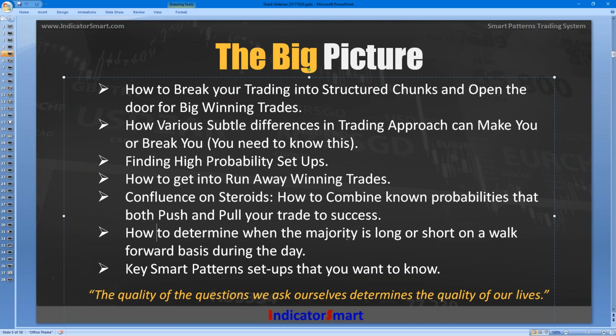And how to determine when the majority is long or short on a walk forward basis during the day. I've also learned over the years, as I've gotten older, I don't really have the energy that I did when I was 20. And so I like to break things down into chunks that are easy to process, and it goes hand in hand with what we've been talking about from the beginning here today. Breaking things down into chunks so I know I don't need to analyze the thing again for another 25 minutes or something like that. And that's very comforting too, and it also helps to keep you in the moment. You're like, I don't need to look at this for another 30 minutes, this kind of thing.